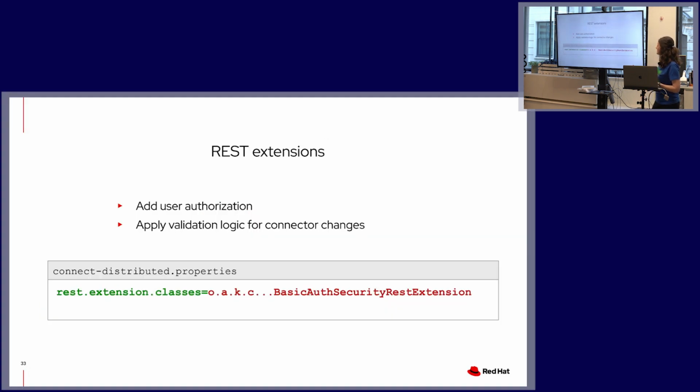The next one is REST extensions. This lets you extend the REST API for Connect. So you can do things like adding user authorization, applying validation logic. And there's one that comes built in, which is the basic auth security REST extension. You just configure it using REST extension classes. Again, you can write your own.